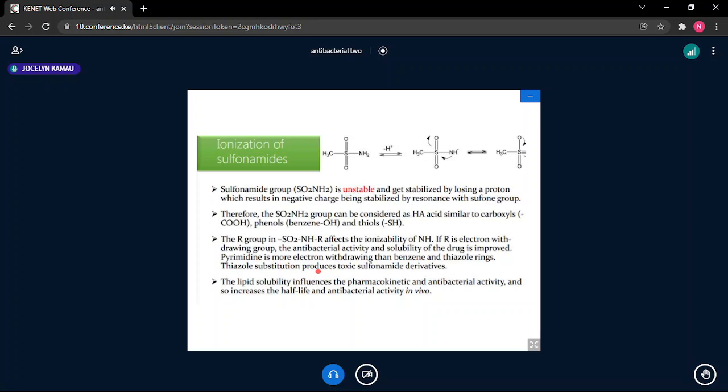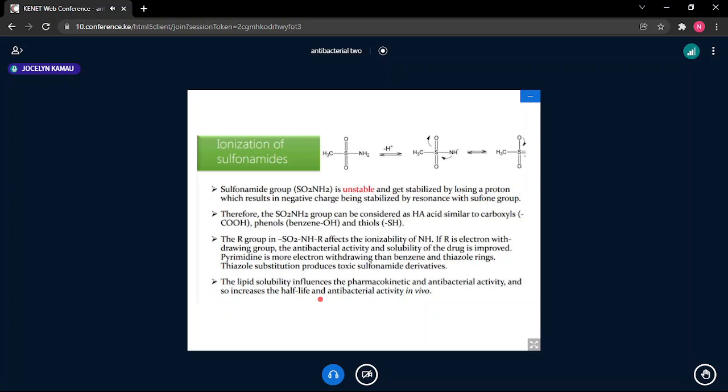And therefore, when you have a thiazole ring, that sulfonamide can crystallize or be deposited in the kidneys, and also it will have poorer water solubility and also lower activity. The lipid solubility influences the pharmacokinetics and antibacterial activity, and so increases the half-life and antibacterial activity. That is, of course, for all drugs.